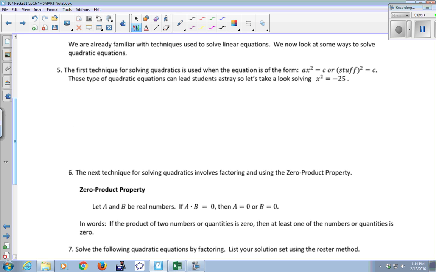You should be pretty familiar with techniques used to solve linear equations. We're going to look at some ways to solve quadratic equations. You may or may not have seen them, I'm going to show you 3 techniques. You probably have seen at least 1 or 2 of them.